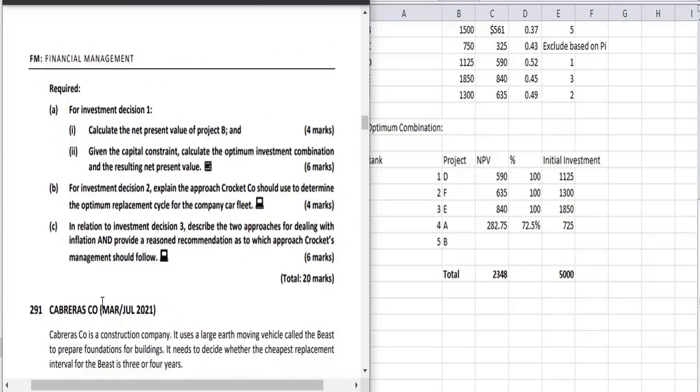Okay, so third is, in relation to investment decision 3, describe 2 approaches for dealing with inflation and provide a reasoned recommendation as to which approach Crocket management should follow.